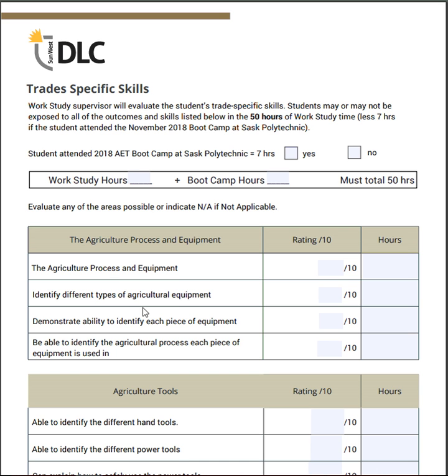So while they're doing their work placement, we would like you to focus on these things and evaluate the student based on what they have taken in the class. So the first portion of the class they learned was the agricultural process and equipment. So here are 4 things to look for. Once again, a rating out of 10. And if they were able to identify, for example, each piece of equipment, give them a ranking out of 10, and also please let us know how many hours or the amount of time spent that the student did on being able to identify equipment.